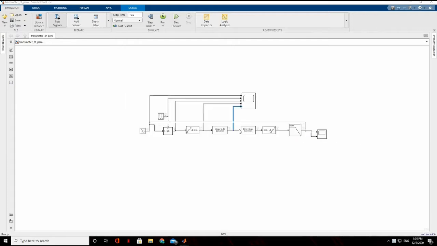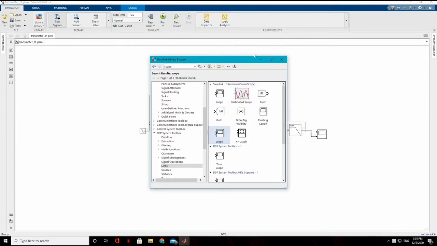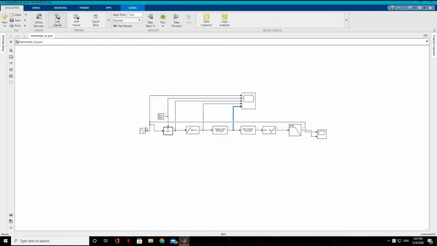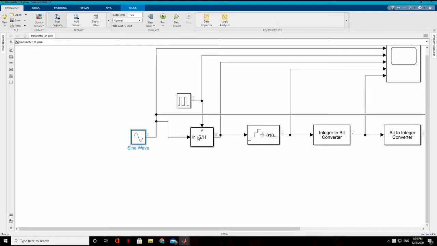I have been using a software known as Simulink. I have already specified the components that I will be requiring from the library browser. I have been using a sine wave, that is the analog input. I will be using a sample and hold block that receives the input from the sine wave and, upon the particular trigger, holds the input and passes it on to the uniform encoder upon the next trigger. I will be using a uniform encoder which transfers the sampled quantized waveform into words, that is the zeros and ones. I will be using this integer to bit converter and bit to integer converter.